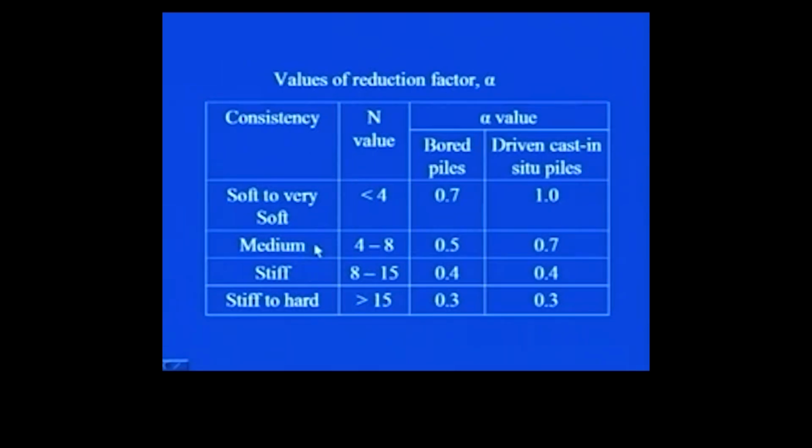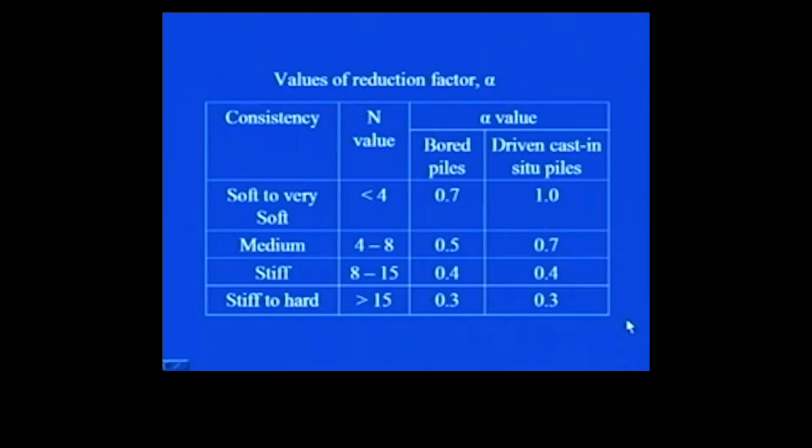In case of medium consistency of soil where the N value is in between 4 to 8, for bored piles the alpha value is 0.5, however, for driven cast in situ piles it is 0.7. And then you can see for stiff and stiff to hard consistency of the soil, that is 8 to 15 or more than 15, for bored piles this value of alpha is 0.4 and 0.3 for stiff and stiff to hard clay respectively, and is the same for driven cast in situ piles also.